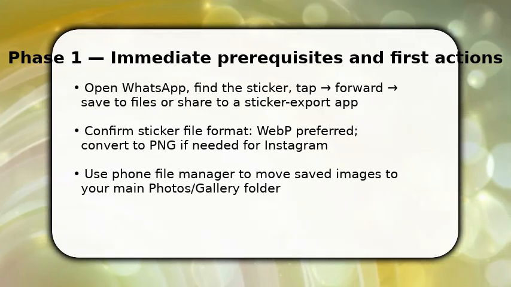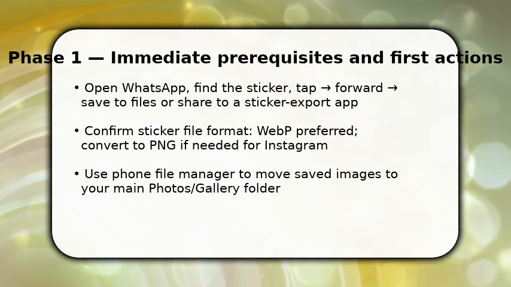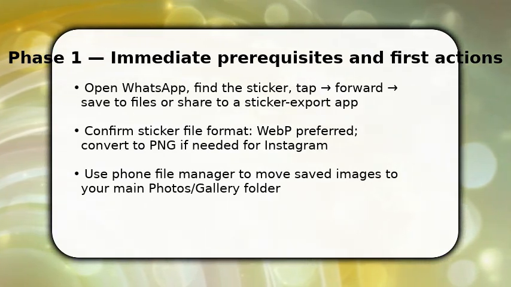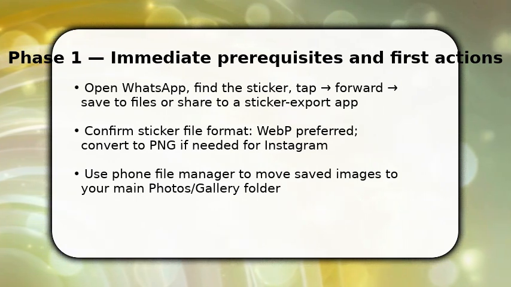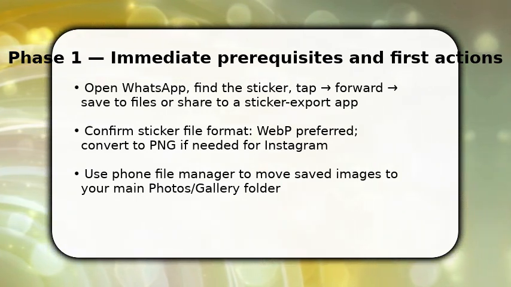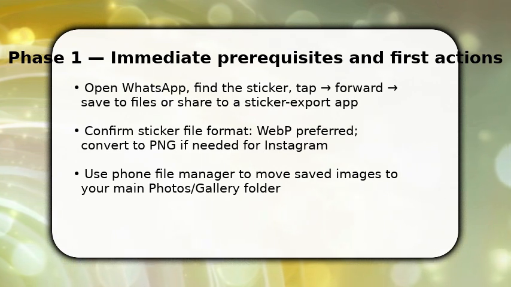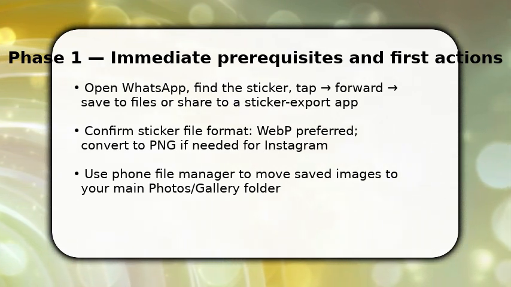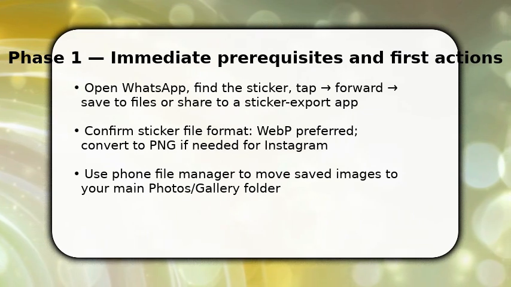You'll start by grabbing the sticker files from WhatsApp so you can use them in Instagram. First, open the sticker pack, long press a sticker and forward or export it to your files. That preserves the original WebP. Once done, move those files into your photos or gallery so Instagram can access them.